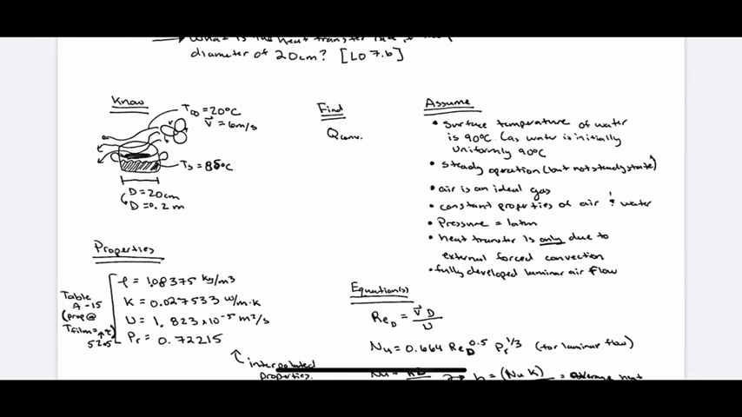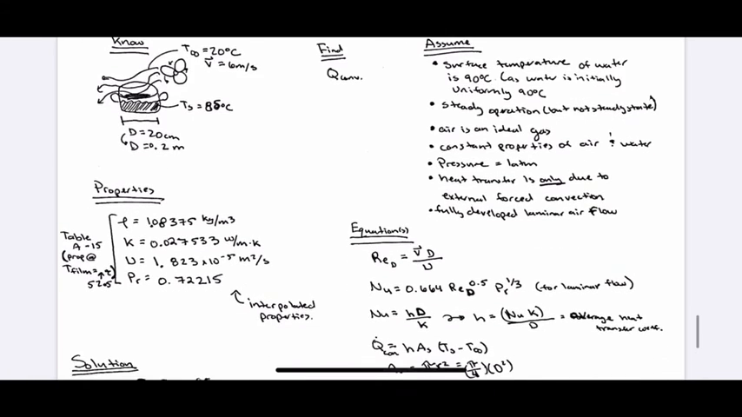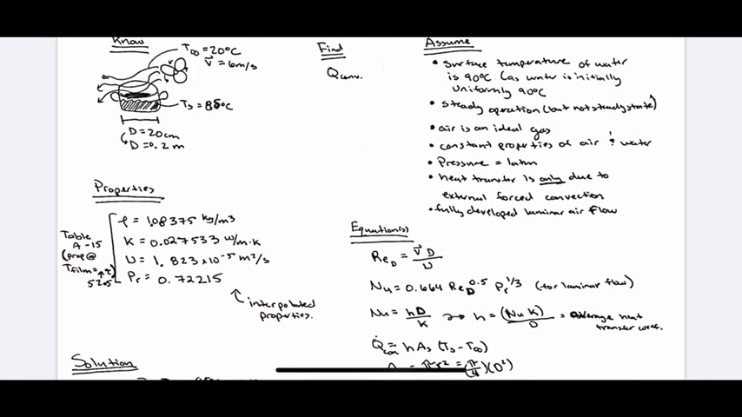Constant properties of air and water can be assumed. Pressure is also equal to 1 atm. Heat transfer is only due to external forced convection and fully developed laminar airflow, which is then proven as we calculate the equations. Properties at the temperature of the film, which is calculated below, were derived from tables. These properties had to be interpolated due to the 52.5 degrees Celsius temperature of the film.